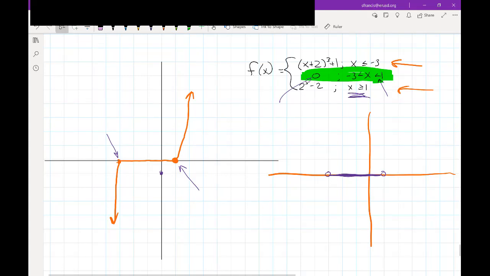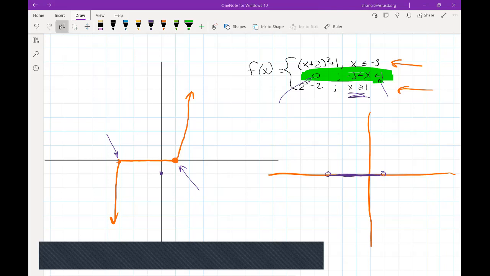I hope that helped for some people. I'm going to start setting up to graph screen 10. Some of you are already there.